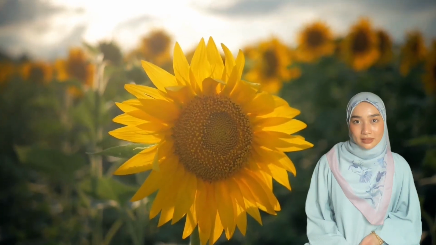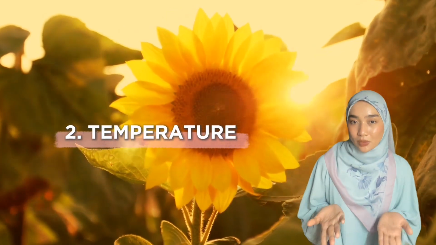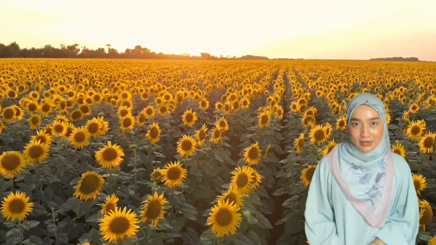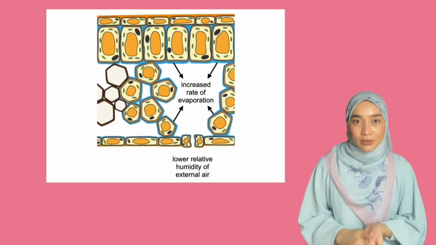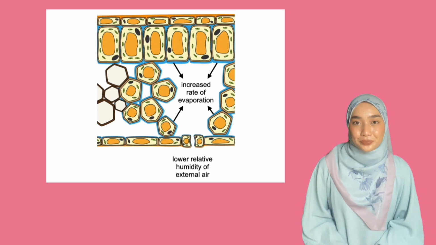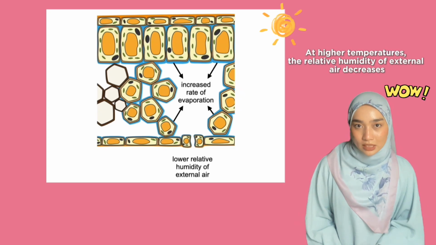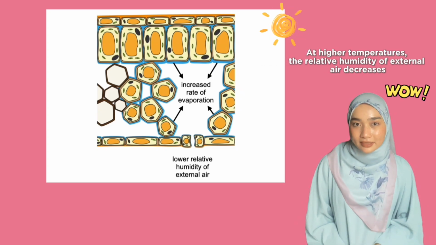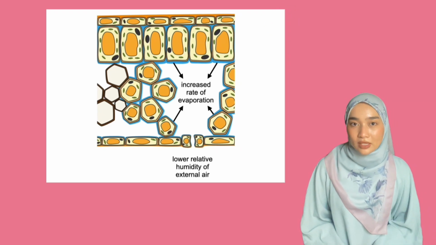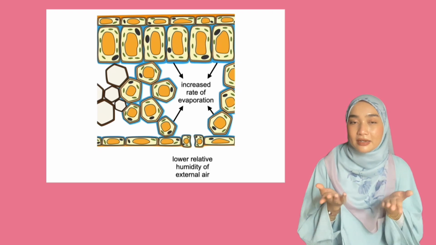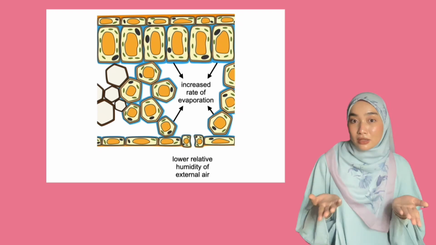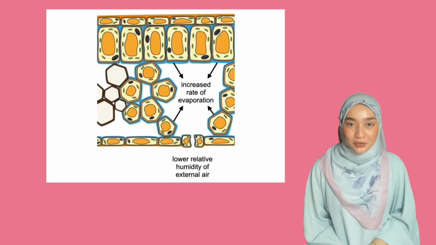So, for the next one, the rate of transpiration is increased by temperature. At high temperatures, water molecules have more kinetic energy. This means there is a greater rate of evaporation of water from the internal surfaces of the leaf. Secondly, at higher temperatures, the relative humidity of the external air decreases. Due to these two effects, the concentration gradient of water vapor between the inside of the leaf and the external air increases at higher temperatures. So, this increases the rate of transpiration.